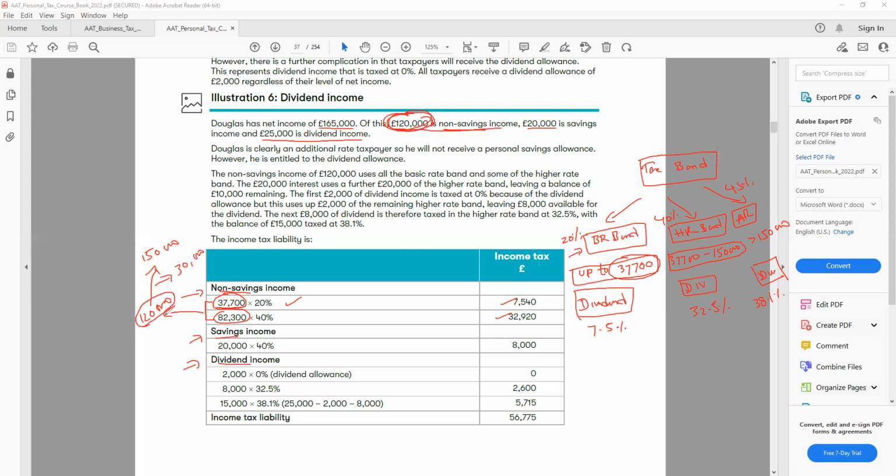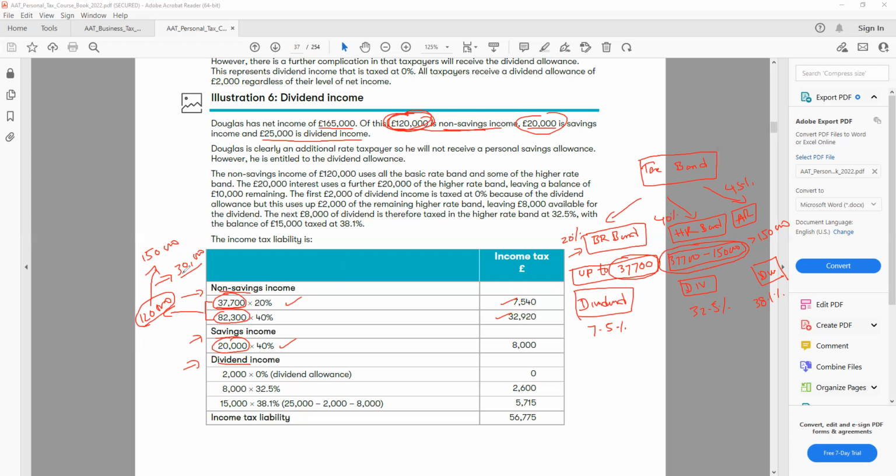But from 120 and 150, from the basic to the higher rate, still we have 30,000 left. Now this 30,000 will move to the next category of the income. So you can see the next category, you have savings income. This is 20,000. So the 20,000, I still take 40%, because still I'm on the higher band. Still I'm not covering 150. I have still some left balance from the 150.